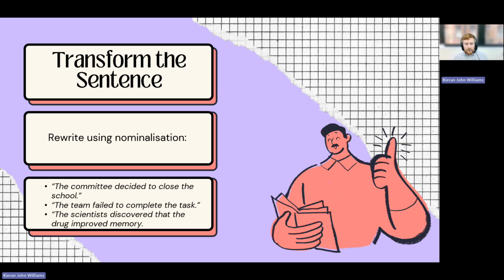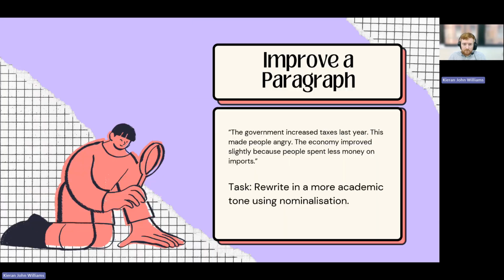Okay, so hopefully you've done that activity there. So some possible ideas you could have are: the committee's decision was the closure of the school. The second one would be the team's failure to complete the task. And lastly, the third one would be the scientists' discovery was that the drug led to an improvement in memory. So we've seen multiple occasions there where verbs or adjectives have been turned into nouns.